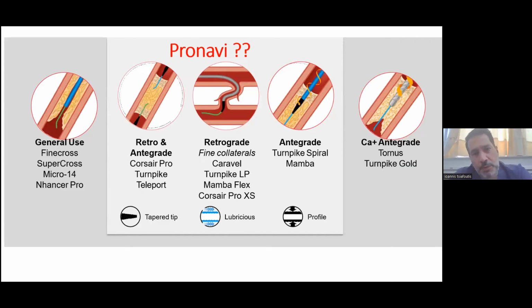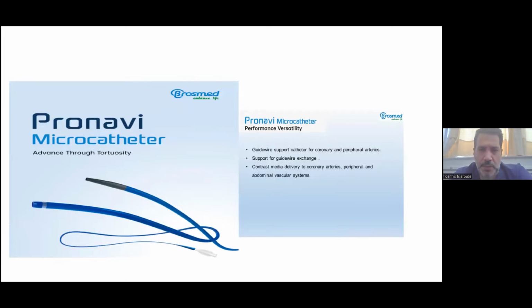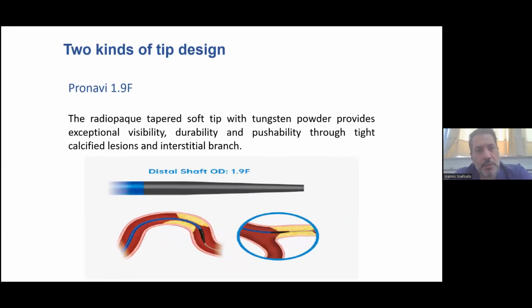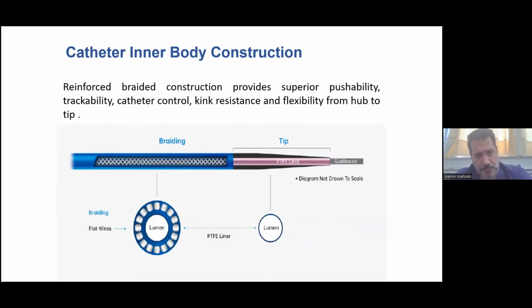And how does PRONAVI fit in this range? This is the PRONAVI Microcatheter from BrosMed. We have 2 kinds of tip design. One is 1.7 French with a balanced tip and small profile, and we can easily navigate tortuous and complex anatomies. And we have 1.9 French with a tapering tip, which provides exceptional visibility, durability, and pushability through calcified lesions. It has a braided construction, which provides all these characteristics with kink resistance and flexibility from hub to tip.